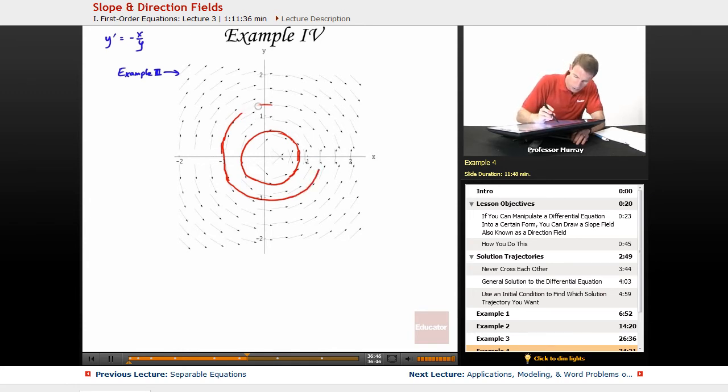Make that one a little narrower. My circles aren't so good. This is why I have computers draw these things when I really need them to look right. So there's my circle. Let me draw one more. Hopefully it won't get too lopsided.